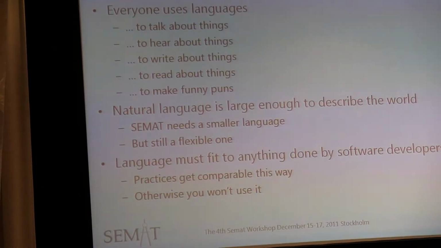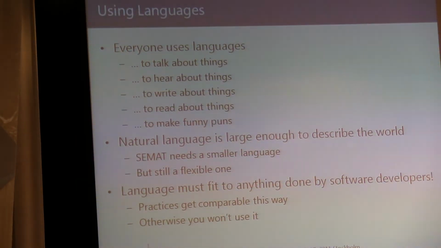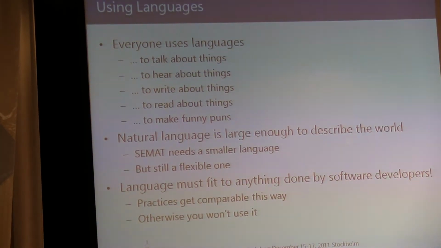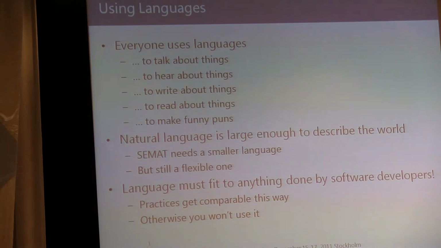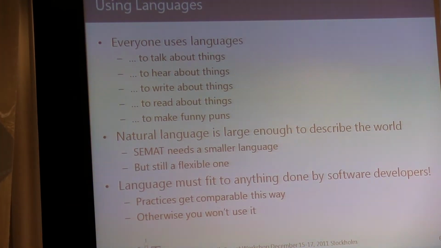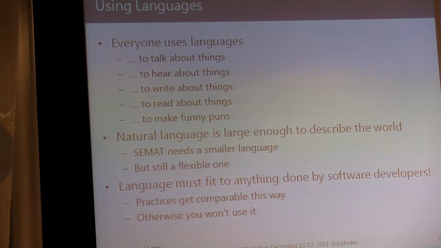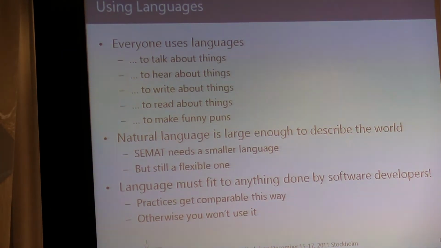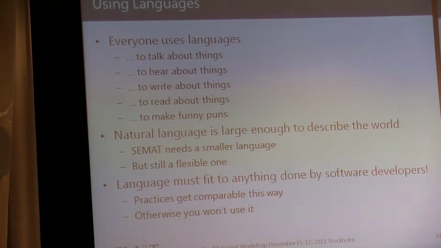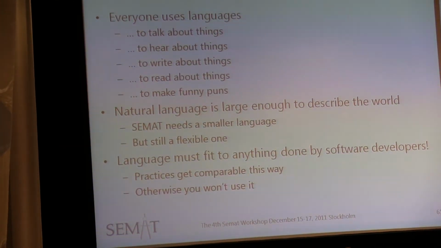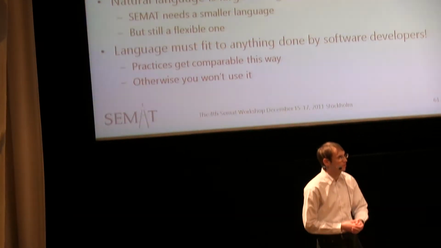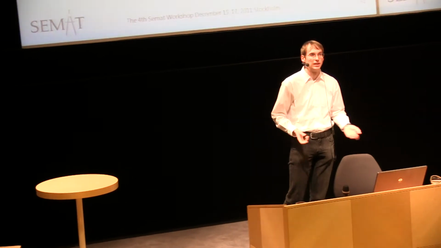If you're using a natural language, of course, you can explain the world. Of course, that's not what you want to do with SEMAT. We don't want to explain the world. We are just in software engineering, so the language we need is a little bit smaller. We have seen some diagrams Ian and Eva were using. There are some constructs we need to explain what we want to explain and not more. But we want to have a still flexible language, not one that is quite complicated to communicate with.